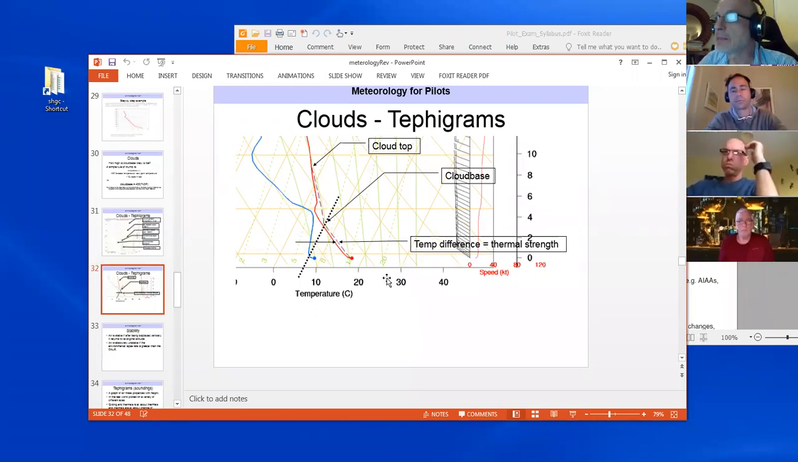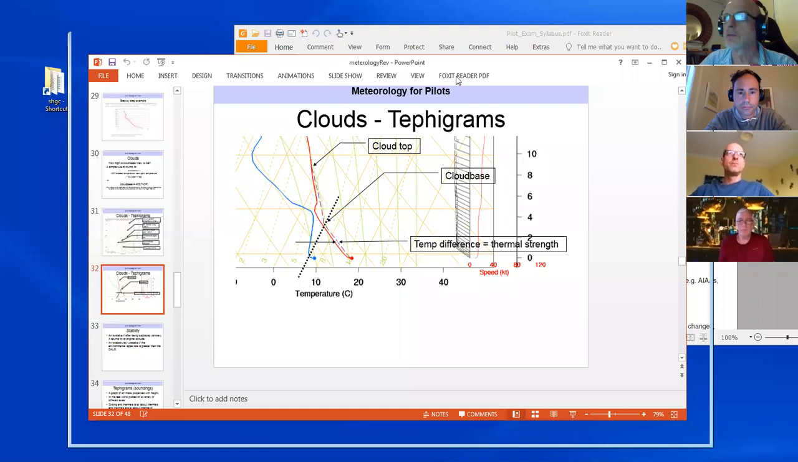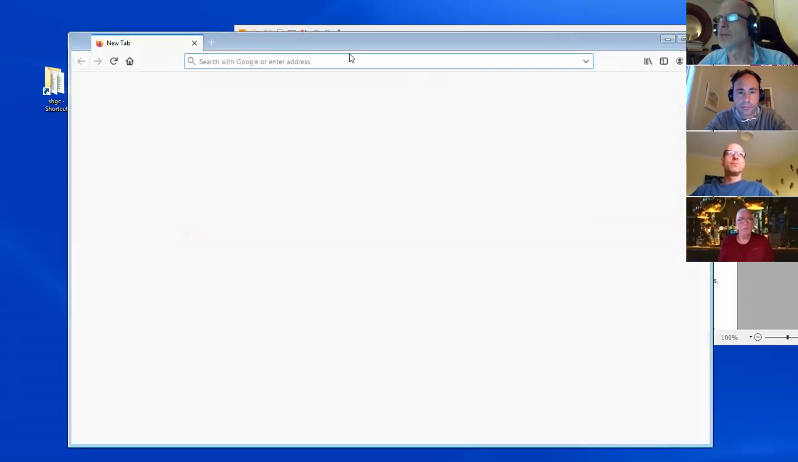In fact, I could probably bring up today's, out of interest. Do you mind if I just divert very quickly? Let me just find today's Tephigram and see if we can bring it up. Let's have a look at a real example.